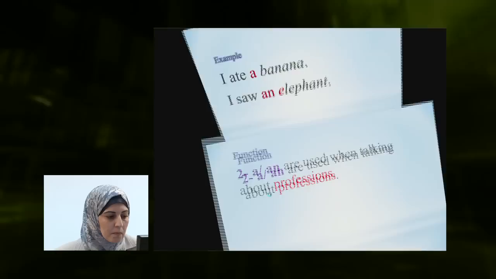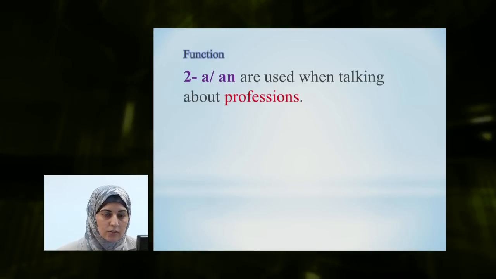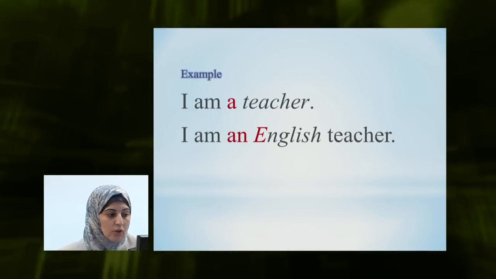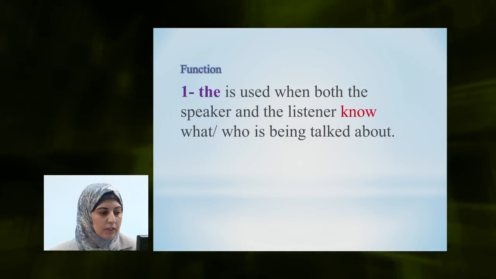Number two, a and an are used when talking about professions. So you say, I am a teacher, or you say, I am an English teacher, because you need here an for the vowel e. Number three, the function of the article the.